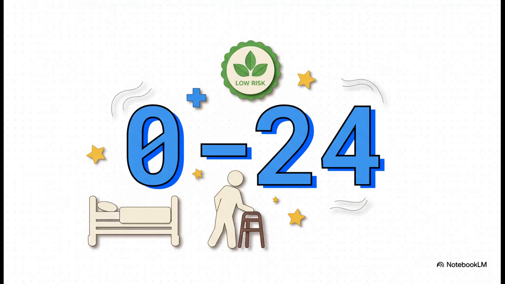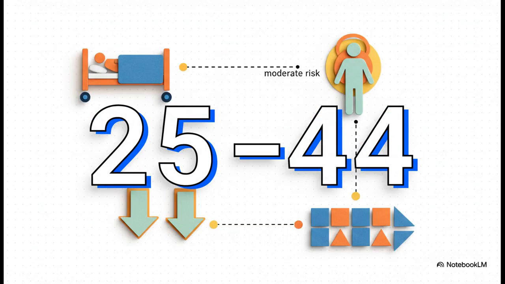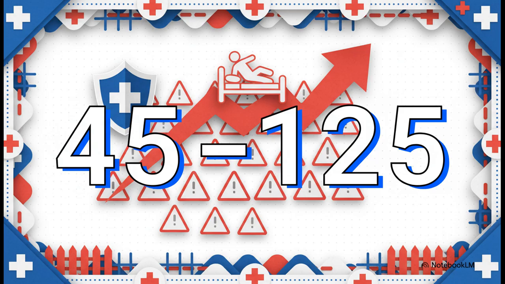So you add up all the points. What do the numbers mean? It's pretty straightforward. If you get a score of 0 to 24, that patient is considered low risk. Now, if the score lands between 25 and 44, okay, now we're in moderate risk territory. This is where we start to add extra layers of protection. And then anything 45 or higher, that's a red flag. That patient is officially high risk, and that triggers our highest level of intervention.